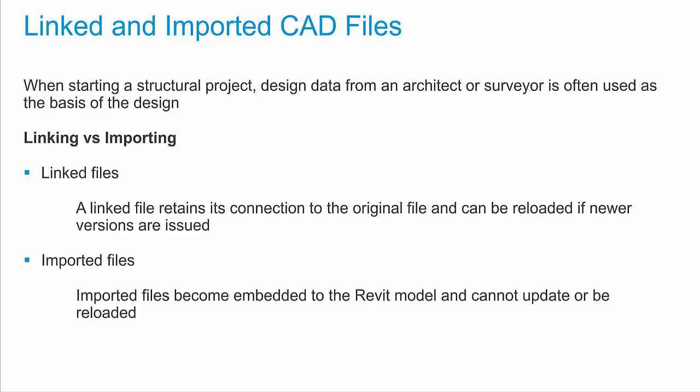When using linked files, the connection back to the original file is maintained, so if a newer version is issued, then we can simply reload that to update our Revit model. If we import files, then this is embedded into the Revit model and hence cannot be updated or reloaded.